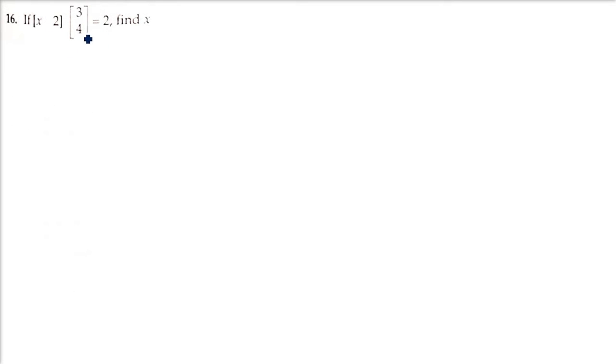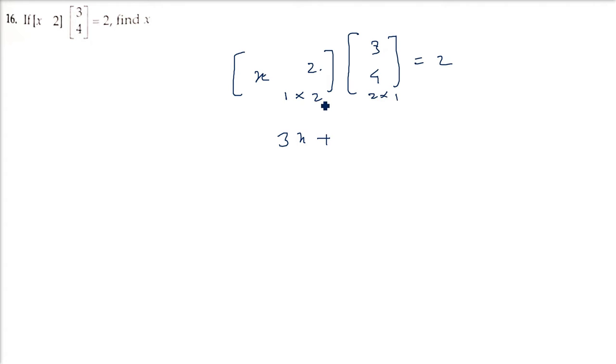The matrix x, 2 and 3, 4 equals 2. So let us multiply this. This is x and 2, and this is 3 and 4, equal to 2. This is 1 row, 2 column, and this is 2 row, 1 column. So the result will be 1 by 1, that is only 1 row, 1 column will be there. One value. So this is equal to 3x plus 4.